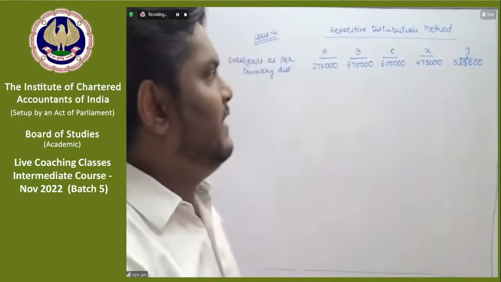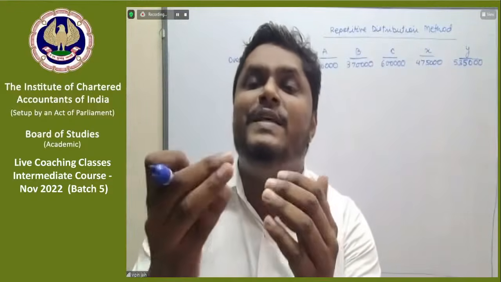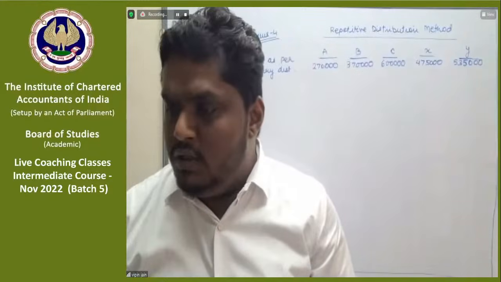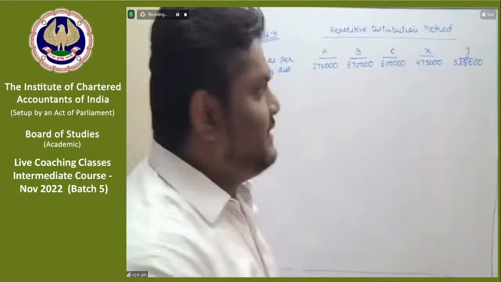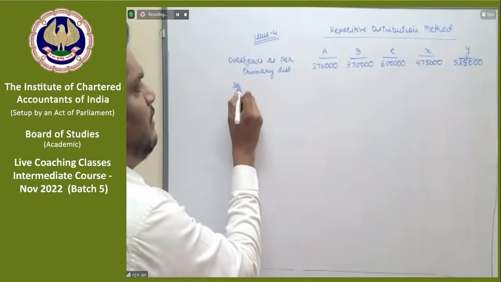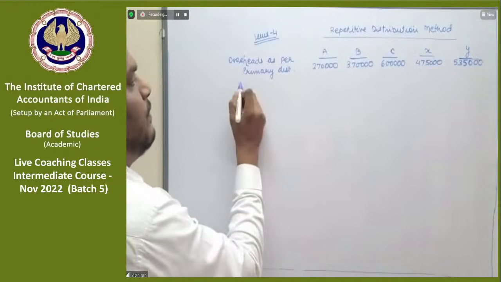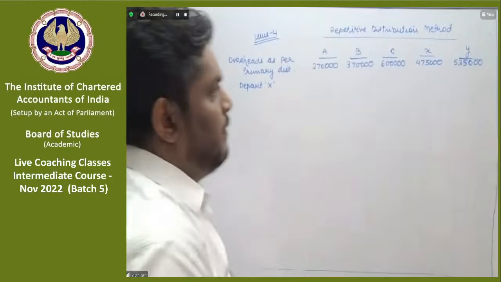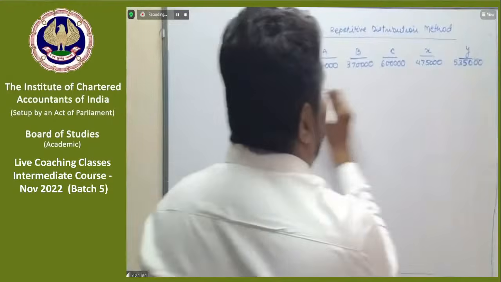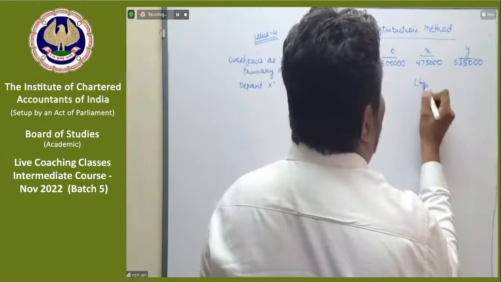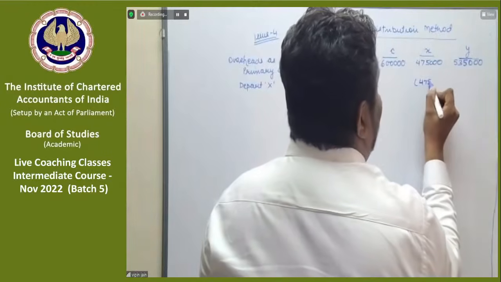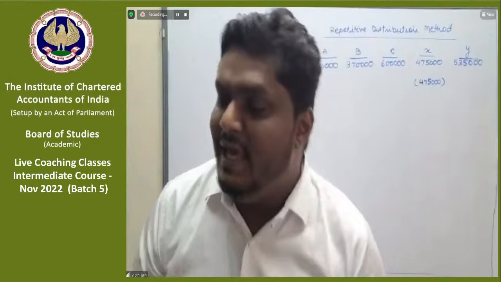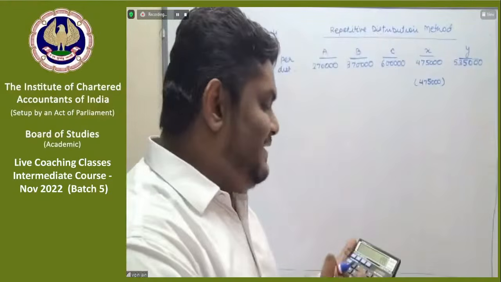So now let's start with repetitive distribution. The method itself says you have to distribute the overheads repetitively. So guys, go with the flow. So now let's distribute the overheads of service department X. The total overheads of service department X are 4,75,000. So we have to subtract it. And this amount will be distributed to all the production departments and service department as per the ratio given. So 4,75,000.